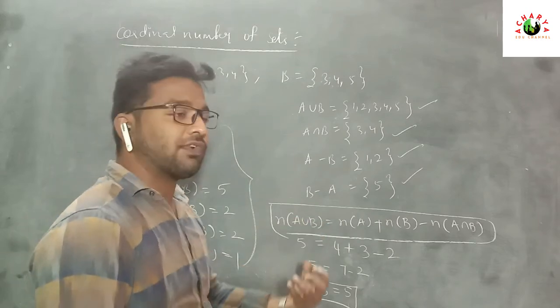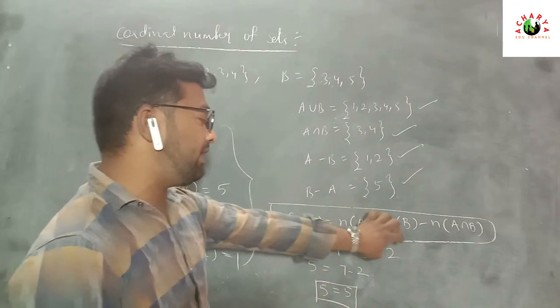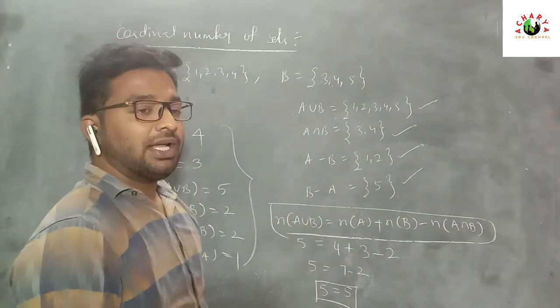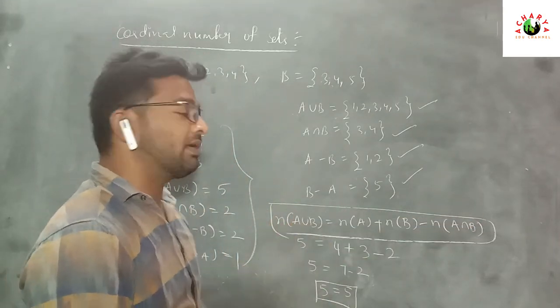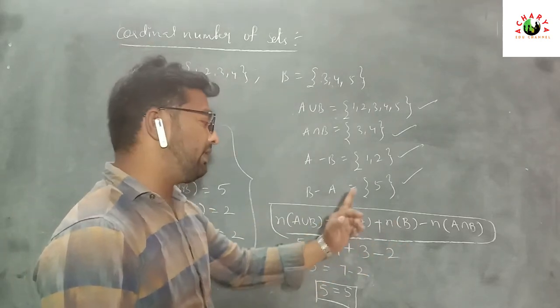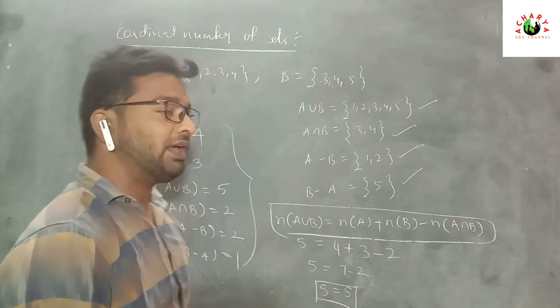When do we use this formula? For example, if we know n of A, n of B and n of A intersection B, how should we find n of A union B? Directly we have to use this formula: n of A plus n of B minus n of A intersection B.